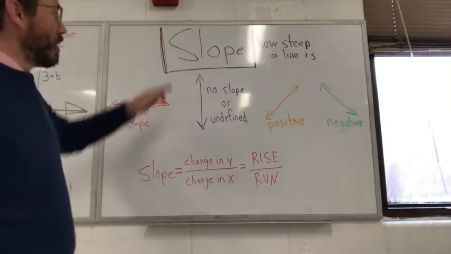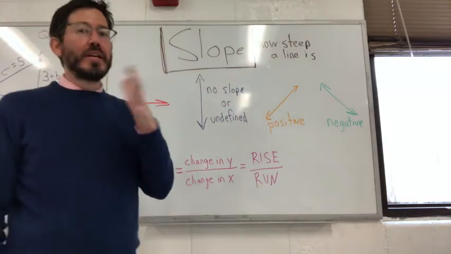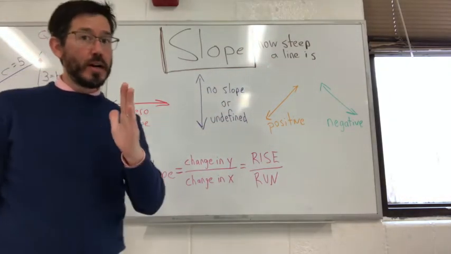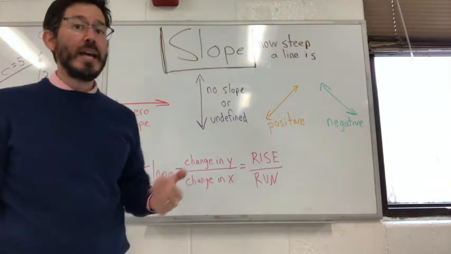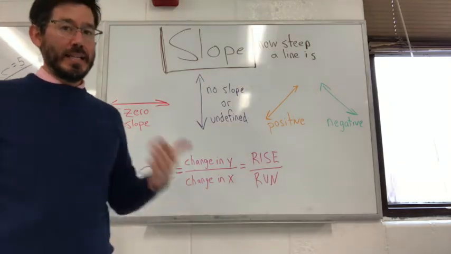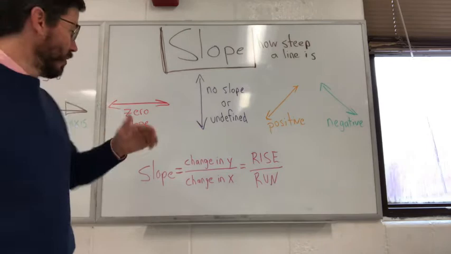Let's talk through slope. Slope is how steep a line is, all right? If you think about every hill you've ever walked up, some of them are hard to walk up, some of them are not that hard to walk up, all right? Some of them are uphill, some of them are downhill, all right? How steep a line is called its slope. There are 4 types of slope. This should all sound familiar, all right?